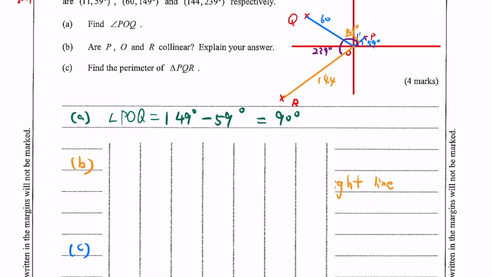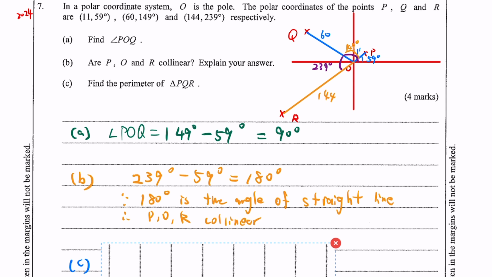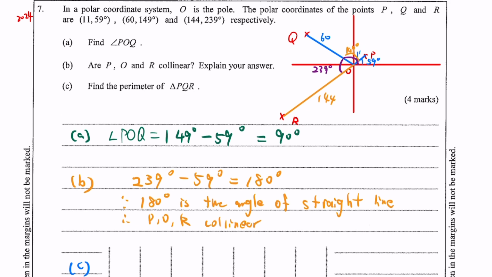And then B is asking about collinear, as we say in the notes. Collinear means one straight line. How to prove it's one straight line is proving that here we have 180 degrees, okay? So how? We use this 239 minus 59, and then check whether it's 180. Yes, it's 180, so it's a straight line. They are collinear.